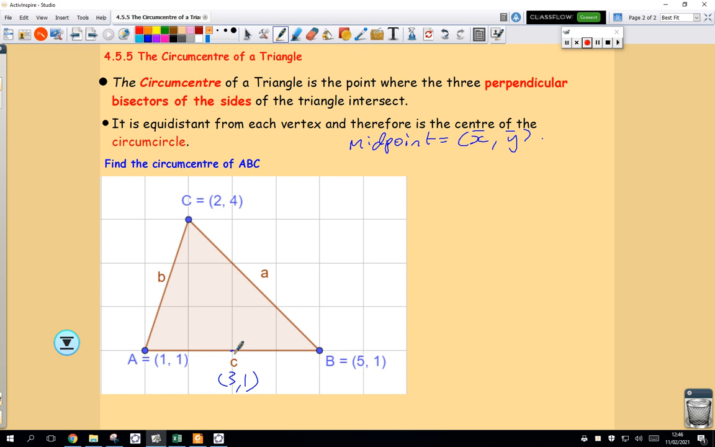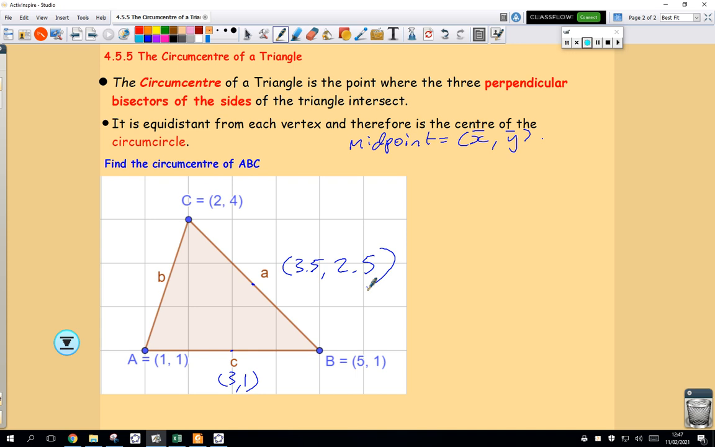If I take the side little a, midpoint is around here. The side little a, I want to take the midpoint of that side. Well, it's the average x, the average between 2 and 5, and that's going to be 3.5. Add them together, divide by 2. And the average of 4 and 1, add those together, 4 and 1, 5, 2.5. That's my midpoint there.